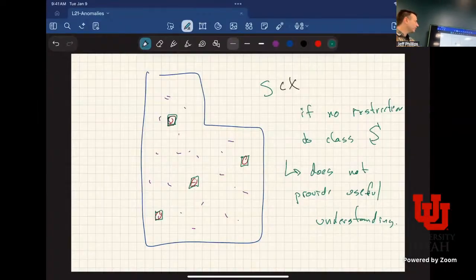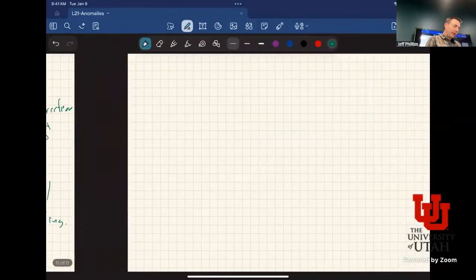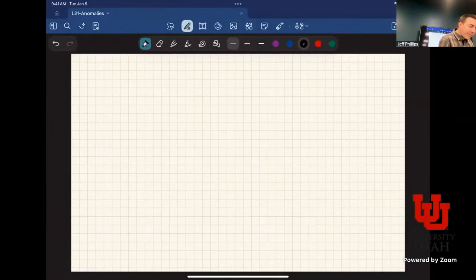Okay, but if I don't restrict this, then I'm not necessarily going to find some useful understanding. It doesn't mean there's a causal relationship here. I don't want to say that, but I'm more likely to find useful correlation if I restrict to a class of shape families which might encode interesting information. Right, so that's why we would like to restrict it in this way. All right, so let's go back to our example.